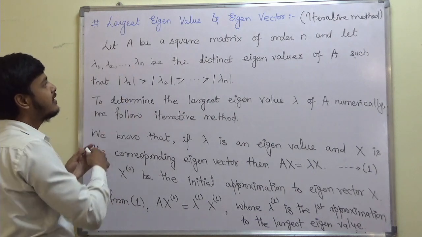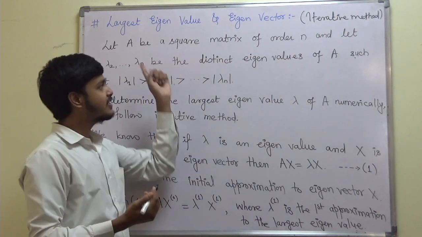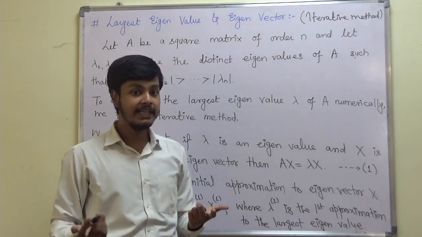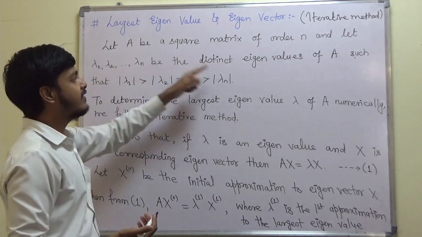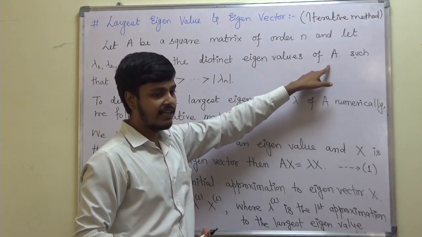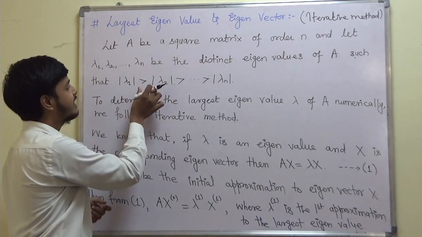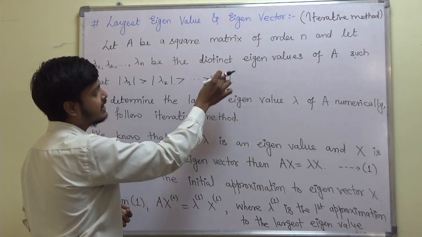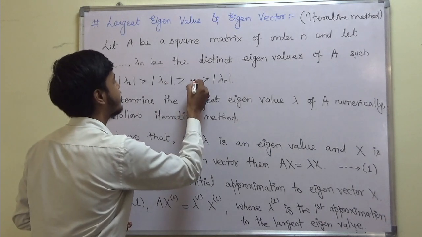Let A be a square matrix of order n. As you know, if a matrix is of order n, how many eigenvalues will it have? Certainly, n eigenvalues. And these eigenvalues are distinct, such that the absolute value of the first eigenvalue is greater than the absolute value of the second, and so on, down to the absolute value of lambda n. Okay, so let me highlight this.